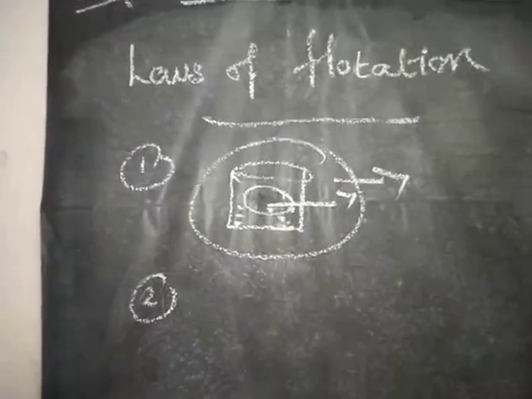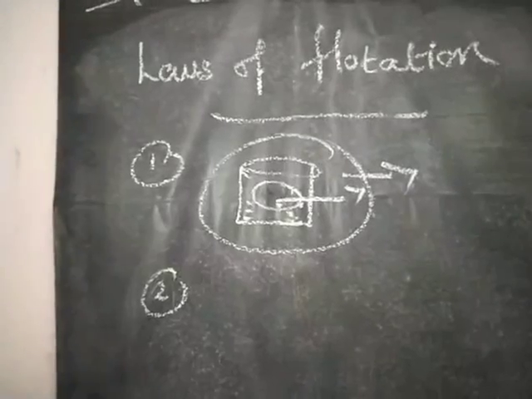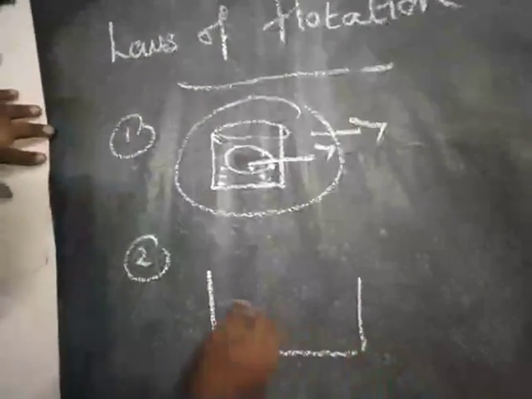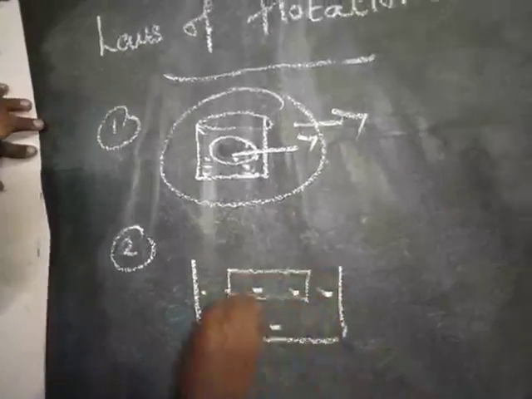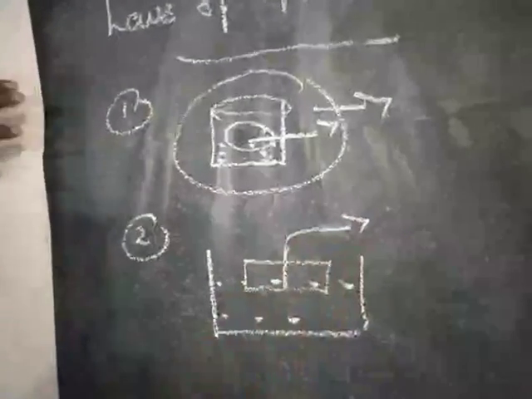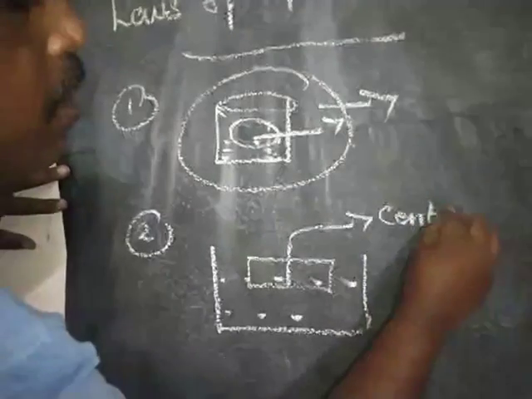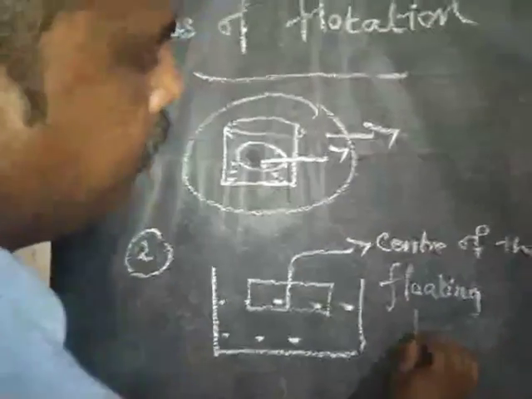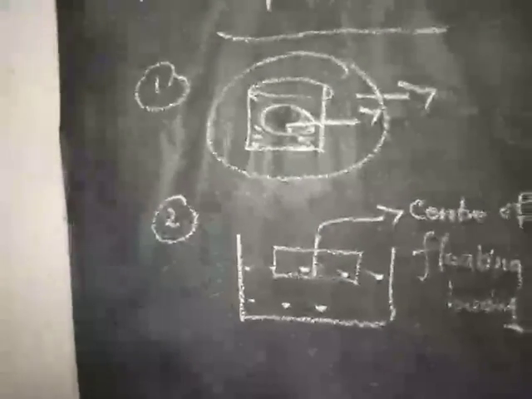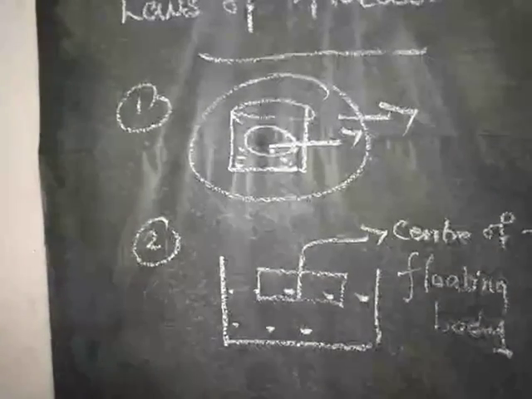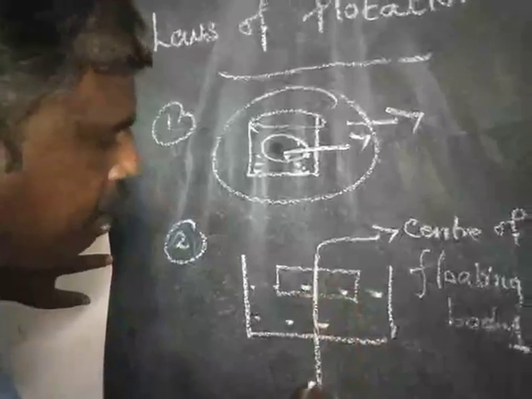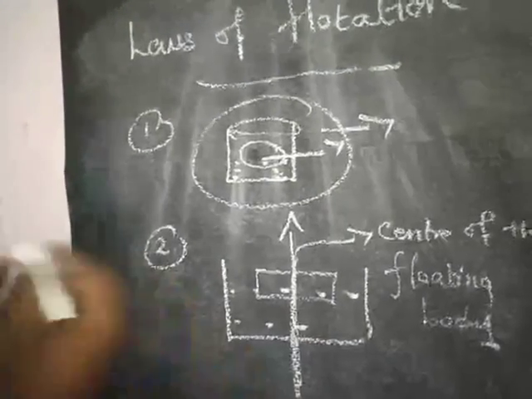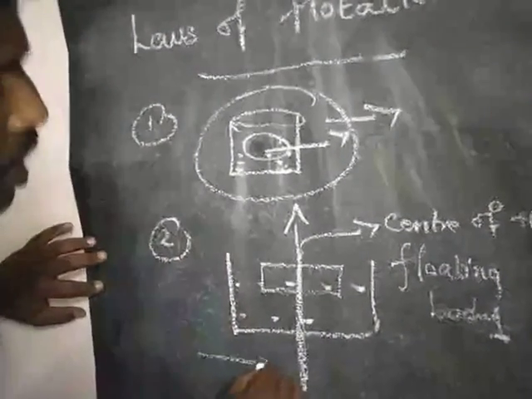Now the second law. The center of gravity of the floating body and the center of buoyancy are in the same vertical line. That is the second law of flotation.